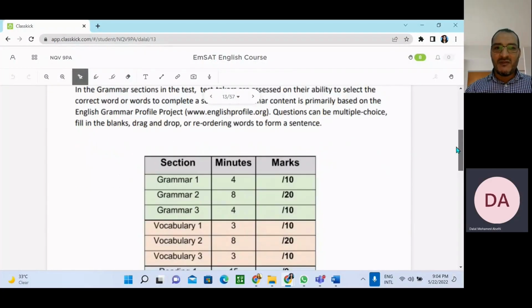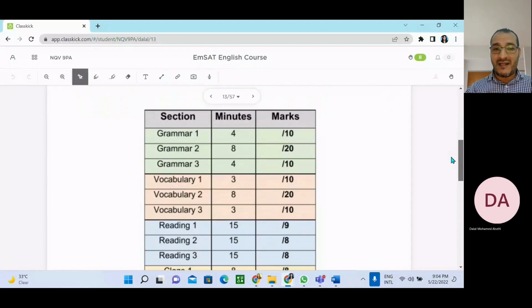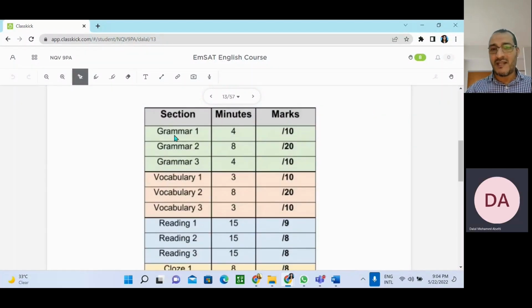Okay, I need to bring attention to this table here. You see that? We have different grammar sections. Each has like 4 minutes, 8 minutes, 4 minutes, and so on, with different types. We have filling gaps, drag and drop, fill in blanks or cloze, and multiple choice. Total time is like 30 minutes. So let's get started.